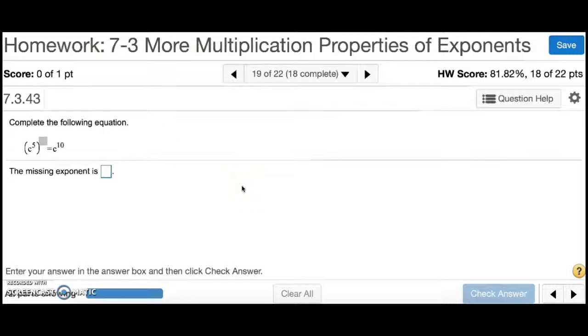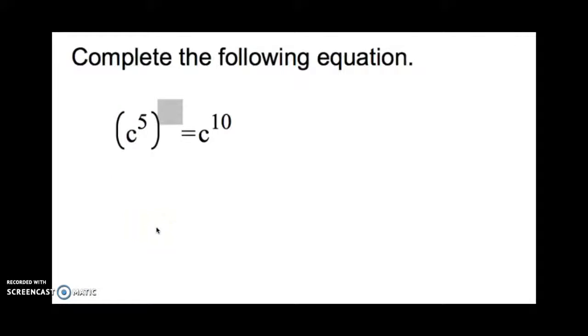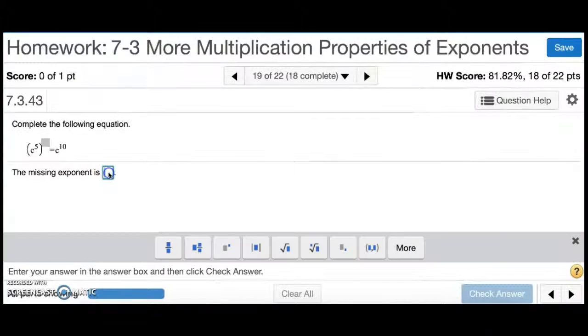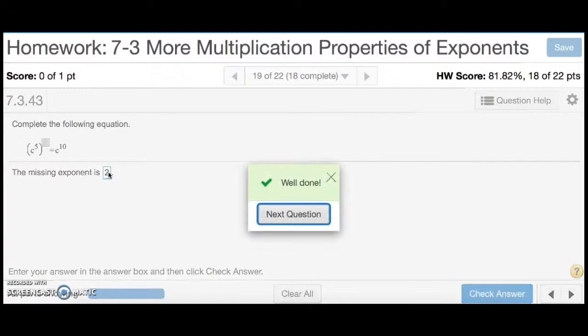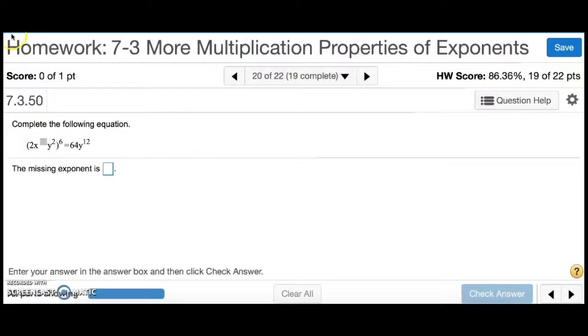Number 19. You are being asked to find the exponent such that if you raise c to the 5 to it, you'll have c to the 10. So let's take a closer look. We know that when we raise the exponent to a power, we have to multiply the exponents together. So 5 times the number is 10. So 5 times 2 is 10. So your answer is going to be 2. So type that in. And that is your answer for number 19.